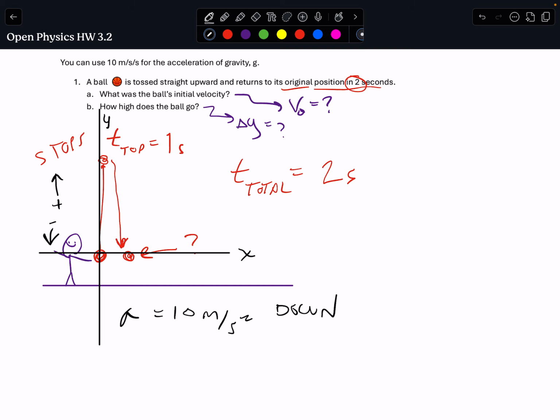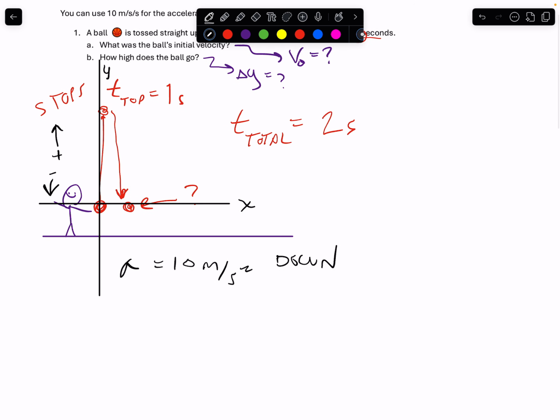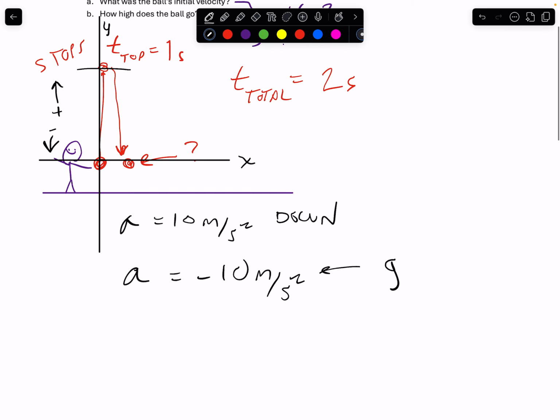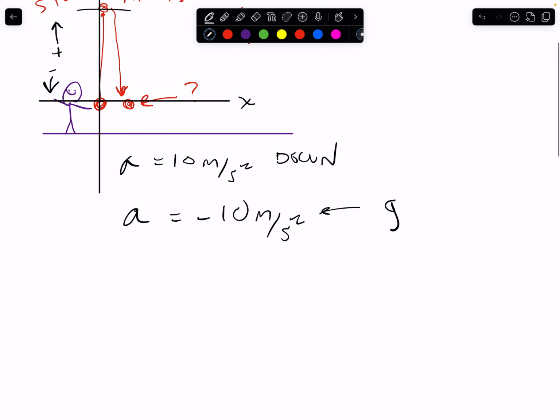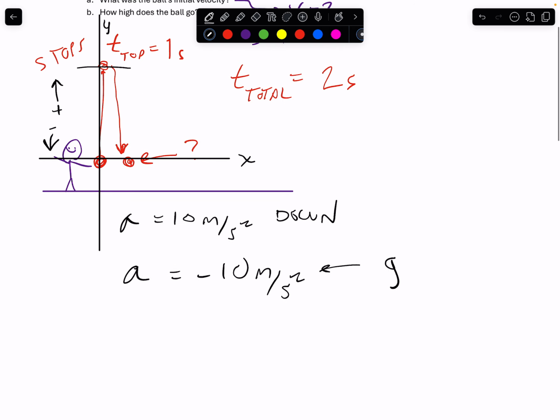So in this frame of reference, the value of a that we need to use is minus 10 meters per second squared. That is also, by the way, called the value of little g. So in this case, little g is minus 10 meters per second squared. Next, what is its initial velocity? We have a set of equations here, although, think about it.